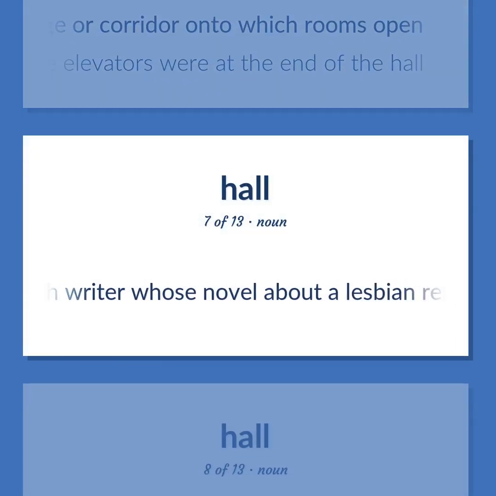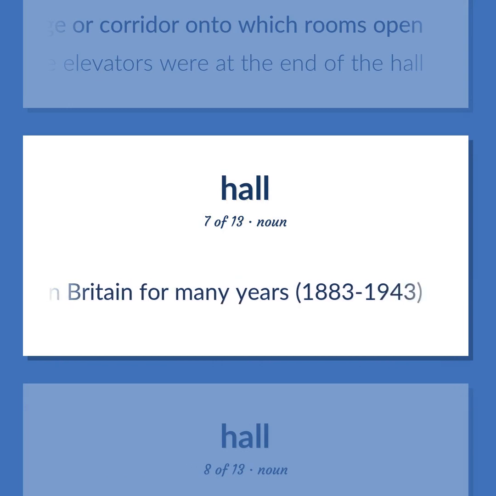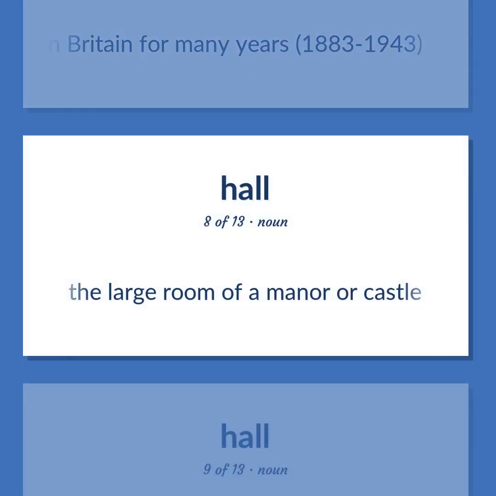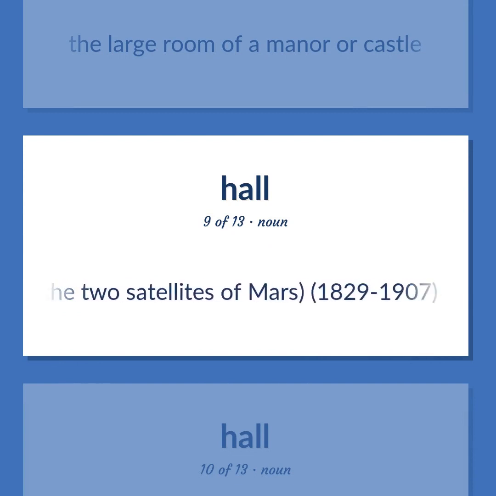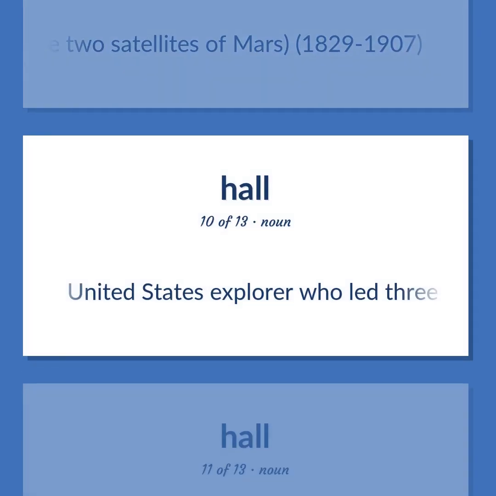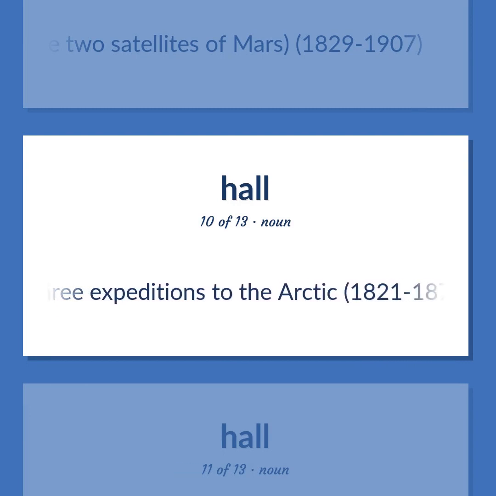English writer whose novel about a lesbian relationship was banned in Britain for many years, 1883 to 1943. The large room of a manor or castle. United States astronomer who discovered Phobos and Deimos, the 2 satellites of Mars, 1829 to 1907. United States explorer who led 3 expeditions to the Arctic, 1821 to 1871.